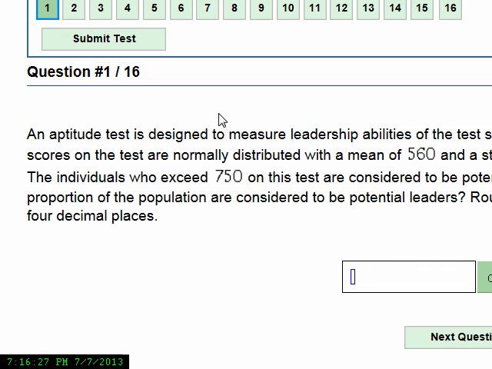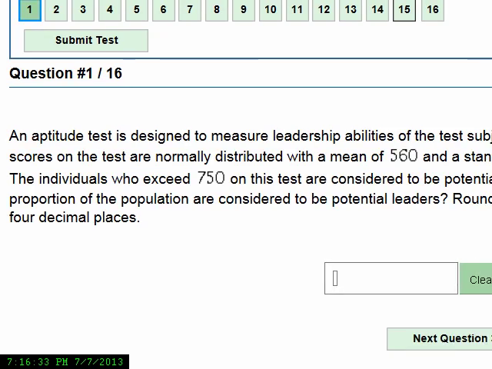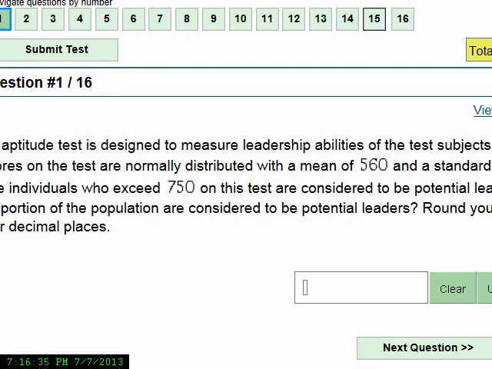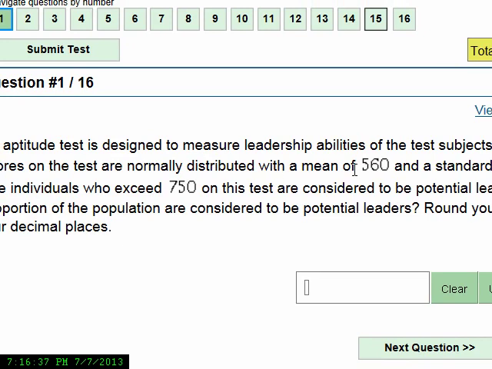Question 1, an aptitude test to design and measure the leadership abilities of test subjects. You can't see it written on the screen. I'll see if I can move it a little bit. Suppose that the scores are normally distributed with a mean of 560 and a standard deviation of 120. The individuals who exceed 750 on the test are considered potential leaders. What proportion of the population are considered to be potential leaders?